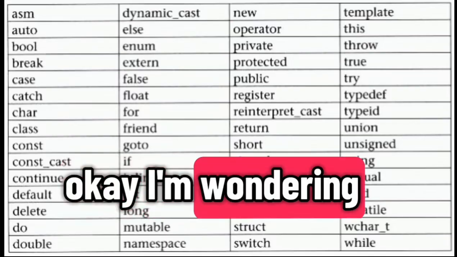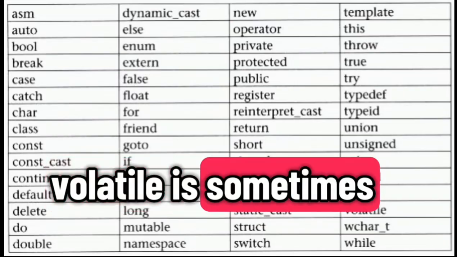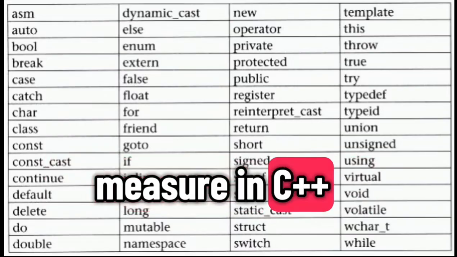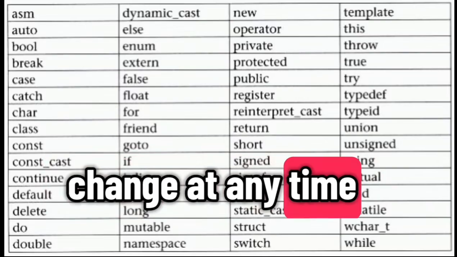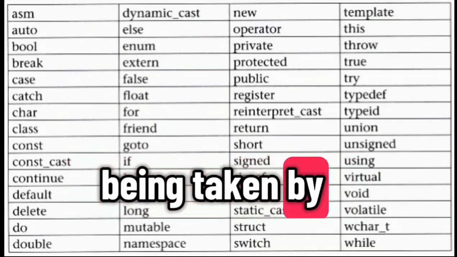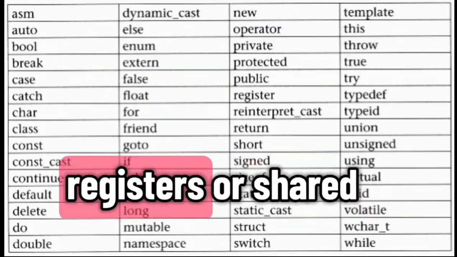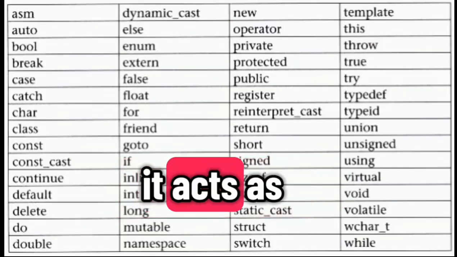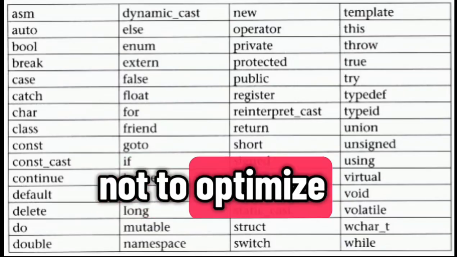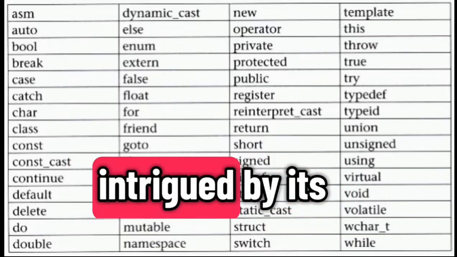Okay, I'm wondering about volatile. Volatile is sometimes called a safety measure in C++. It tells the compiler that a variable's value could change at any time, without any action being taken by the code surrounding it. This is crucial when dealing with things like hardware registers or shared memory in multi-threaded applications. It acts as a signal to the compiler not to optimize the code in a way that assumes the value remains constant. Intrigued by its applications?